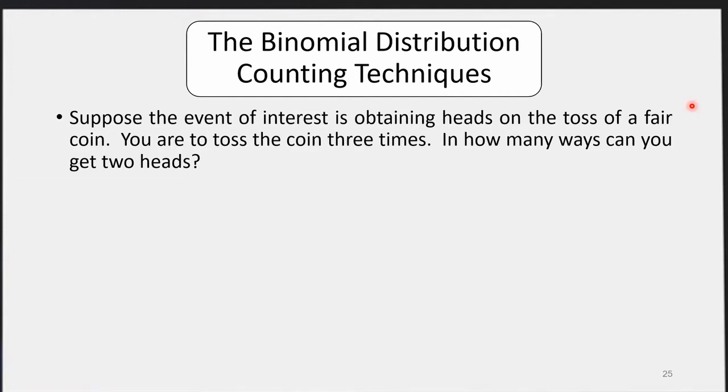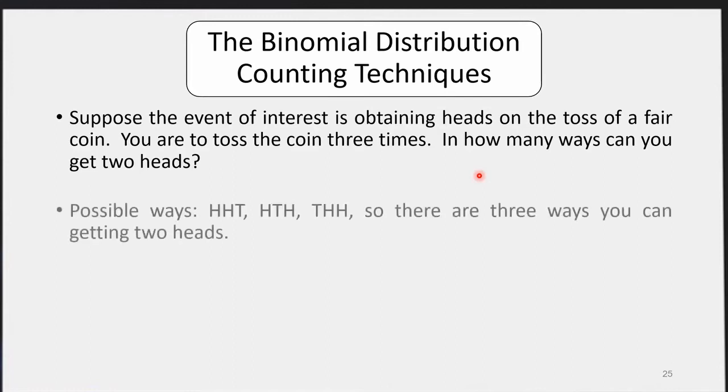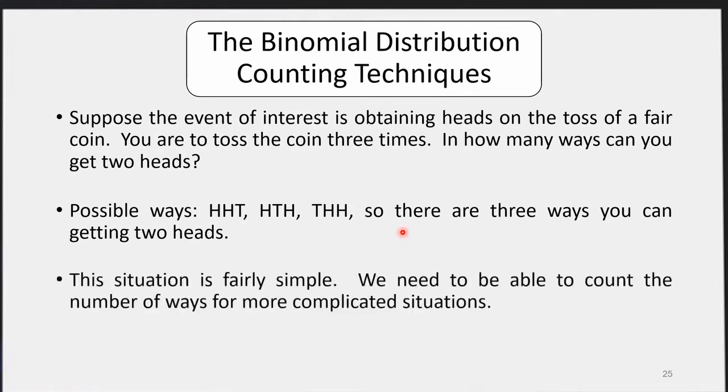Then you have to have a small picture in your mind. They're tossing the coin 3 times, and how many ways can you get 2 heads? Well, you can get the 2 heads in the first 2 times, or the second and third time, or the first and third time, where in between you get a tail. So there are 3 ways you can get 2 heads. Now this is very simple.